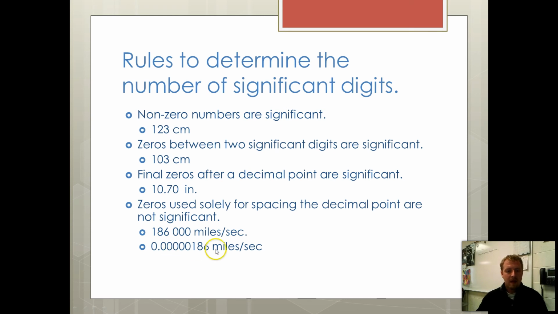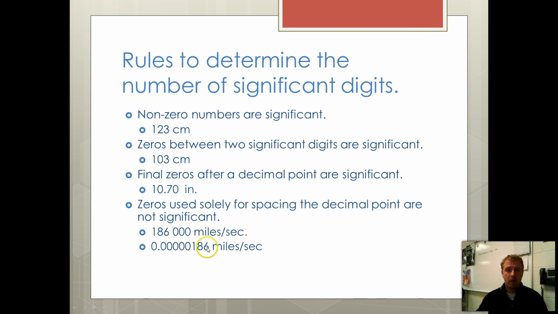The same thing here with this last value. These zeros don't mean anything. What this is telling me is that this 186 is important, but that the smallest value it can measure is right down here in the millionth category, almost to the billionth. We're talking 10 to the negative 6, right up to almost 10 to the negative 9th.